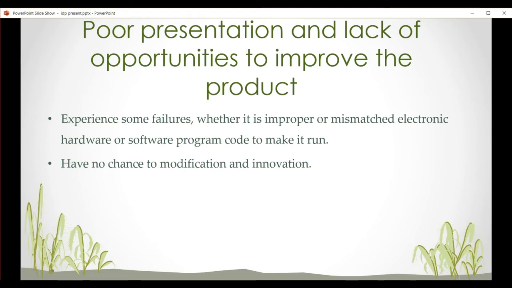Because we are in the period of MCO, we have no chance to modify or innovate, because the next phase of our project is about modification and innovation. In the next phase, the product must become better and have some improvement, but because it was a conceptual demonstration, we lack the opportunity to improve our product because we didn't physically build it.